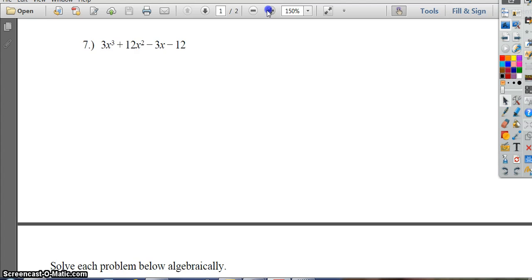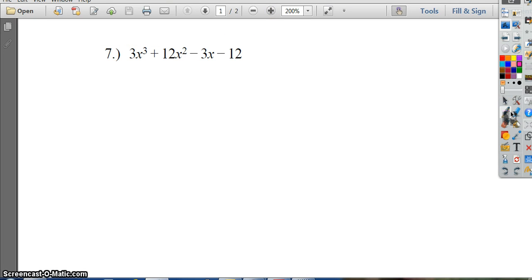Going down to the last one here. 4 terms. Grouping. Think of that as plus in the middle. So these two have a GCF of 3x squared. These leave me with x plus 4. These two have a GCF of negative 3. These leave me with x plus 4.